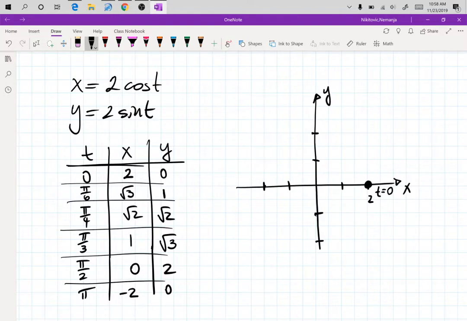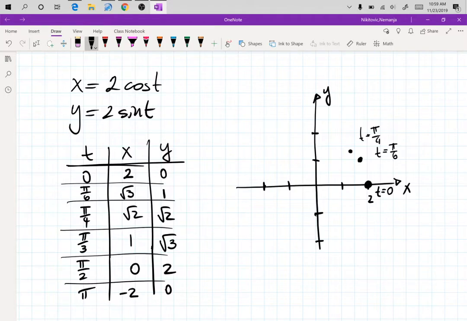The next value is root 3 and 1. Root 3 is about 1.7 and 1, so the next value is somewhere over here, and that's for t equals pi over 6. The next value is root 2 by root 2. That's about 1.4 by 1.4, which should be somewhere over here, and that's t equals pi over 4.